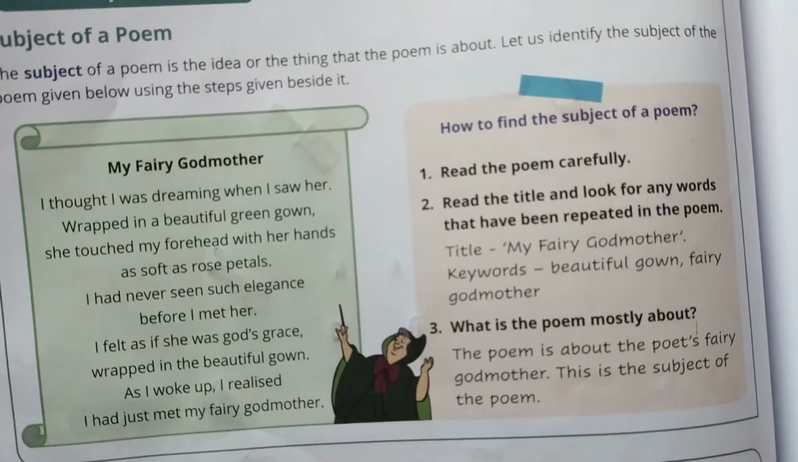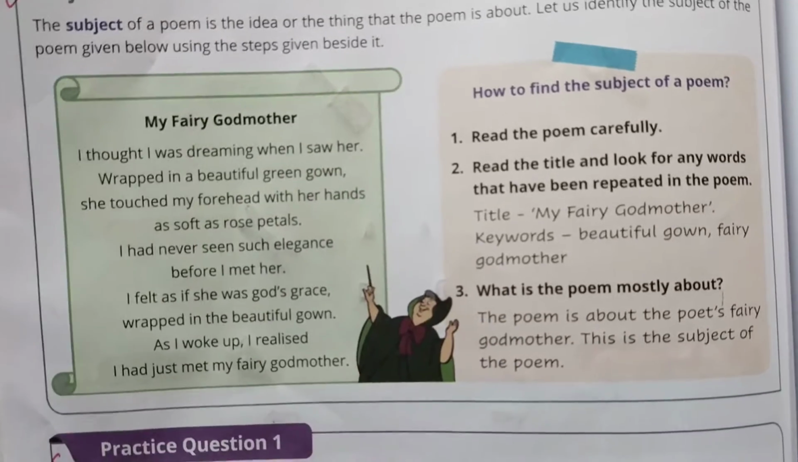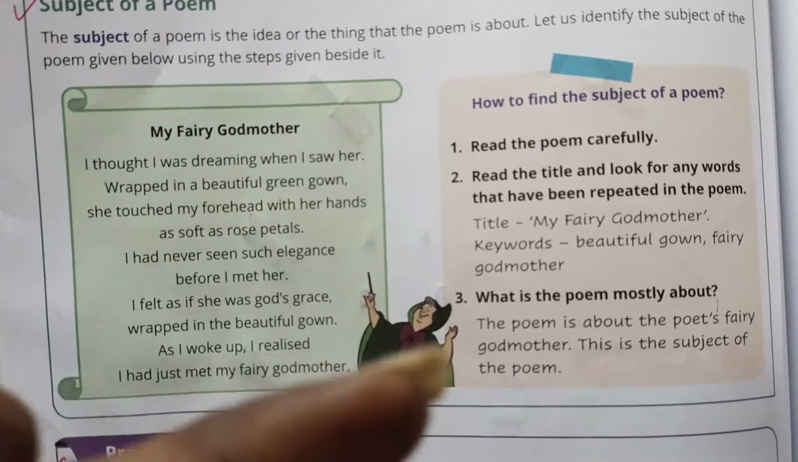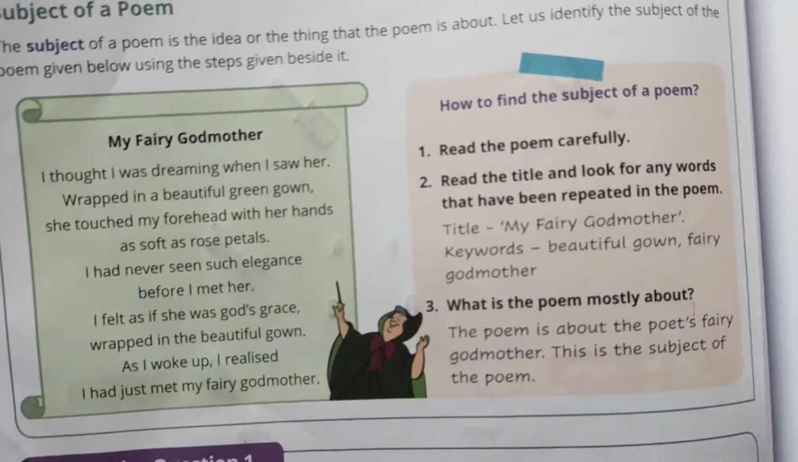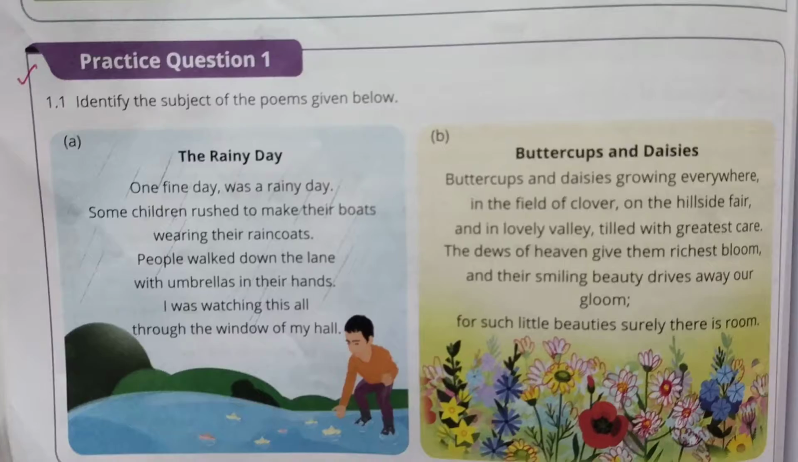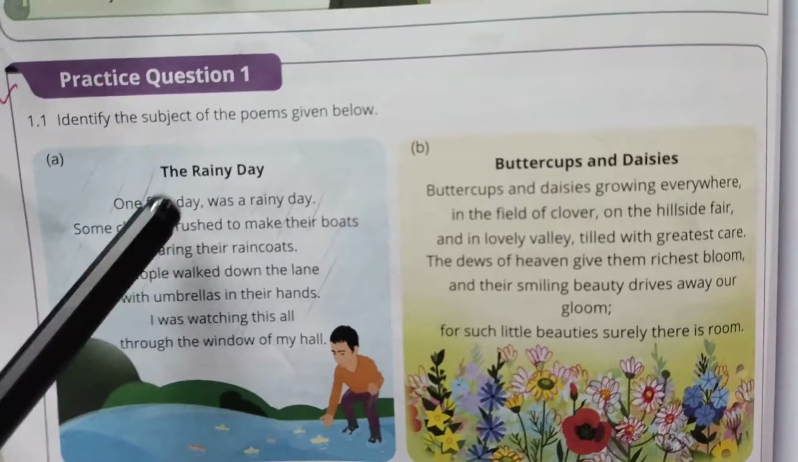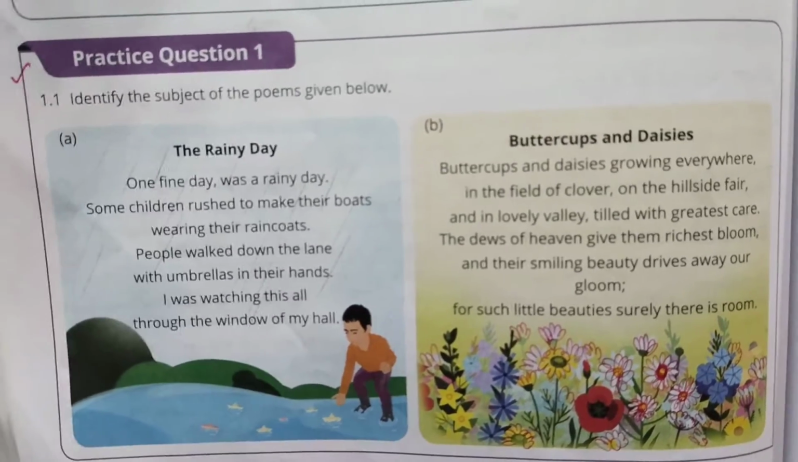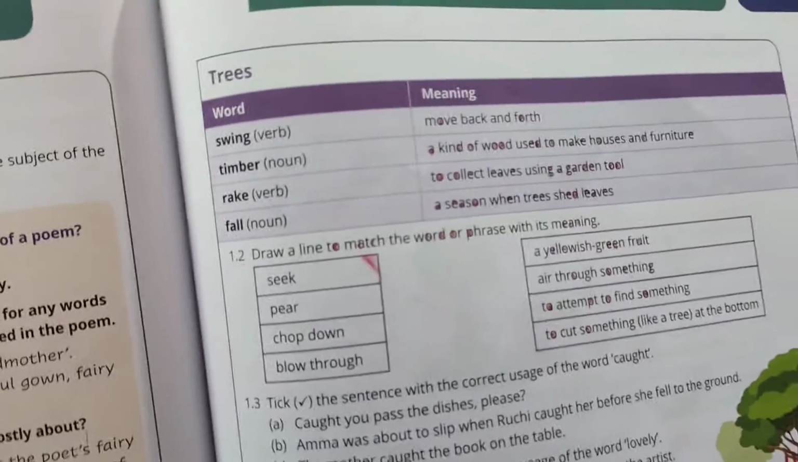So these three steps should be followed to find the subject of a poem. That is, read the poem carefully, read the title, and look for some clue words, that is the keywords, and find what the poem is mostly about. Okay. Here are some more poems given for you: The Rainy Day and Buttercups and Daisies. Here are two poems that you have to read and identify the subject of.